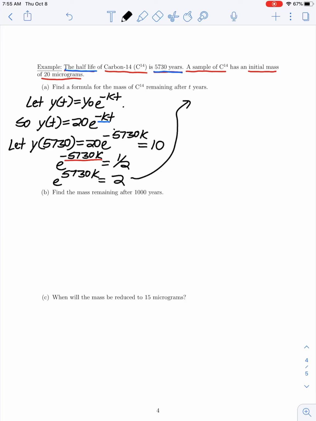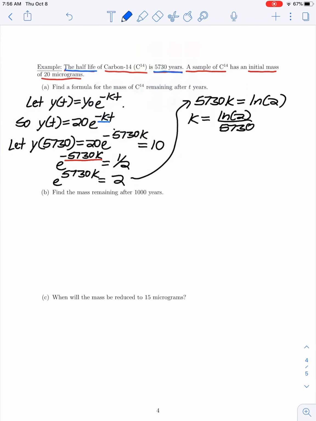And now to eliminate the exponential, I could take the natural log of both sides, and I would have 5730k is equal to the natural log of 2. And so k would be the natural log of 2 over 5730. So this value of k would be my decay rate.